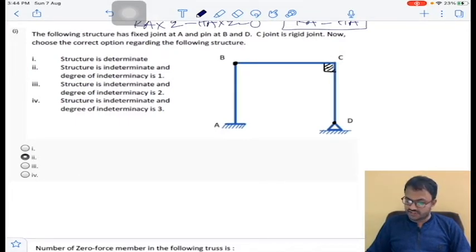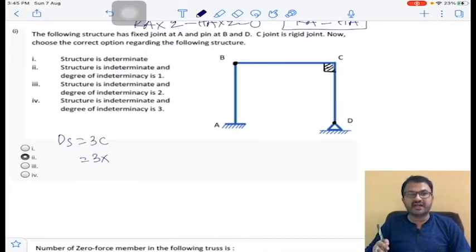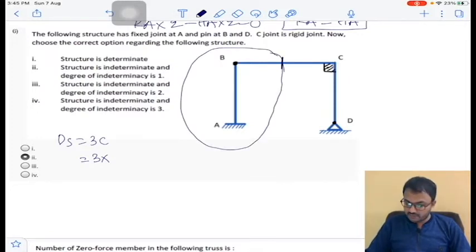And now for the following structure, question number 6. A is fixed and B and D are pinned. Joint C is a rigid joint. Now choose the correct option regarding degree of static indeterminacy. Obviously in the first problem I explained, degree of static indeterminacy for a frame will be 3C, that is 3 into the number of cuts required to form a cantilever. C is equal to the number of cuts required to form a cantilever. I made one cut here. Whenever I make one cut here, to make this entire structure a cantilever I need to provide this -1 reaction. And here again -1.